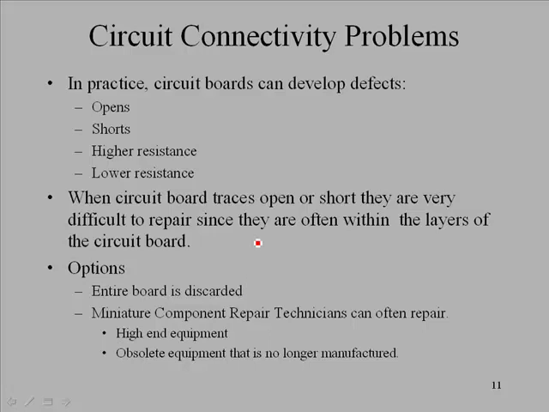If this is a very expensive board, you might call upon the services of miniature component repair technicians. Their function is to repair these kinds of things, and they would come into play if this is very high-end, very expensive equipment. They would go in and actually repair the circuit board internally.